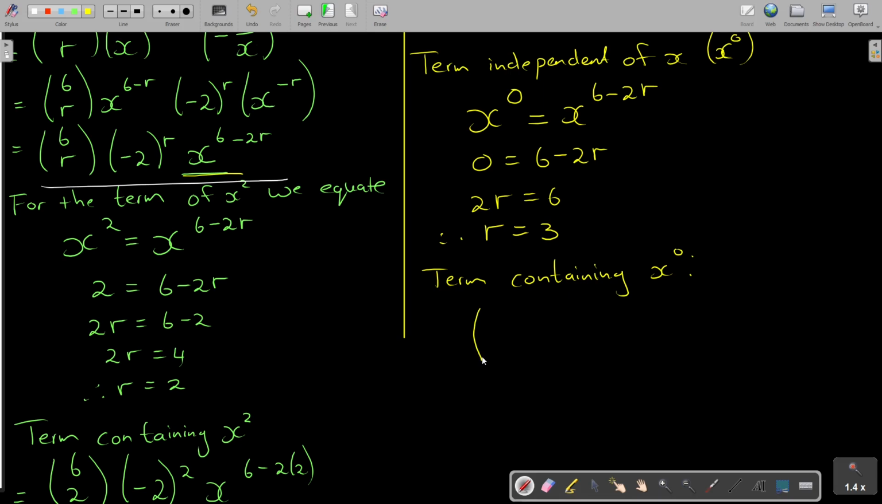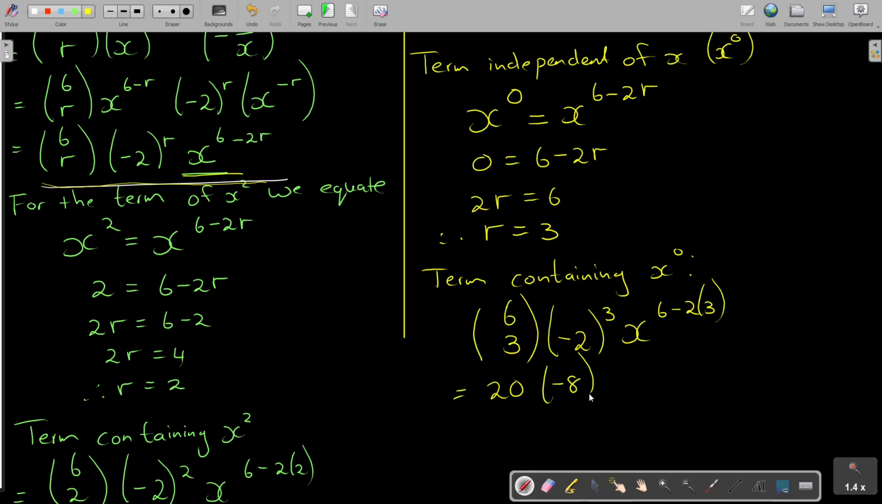Okay, so basically I'm going to just say now 6, 3, and remember it's just basically there that I substituted in. So it's (−2)³ x^(6 − 2·3), to the power of 3. Then I'm going to press on my calculator 6 nCr 3, and I'm going to get 20. And here I'm going to get negative 8. And this is going to be x to the power of 0. And that is going to be negative 160. It's just a constant, so leave that out.